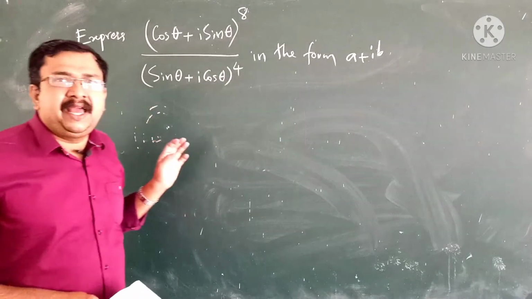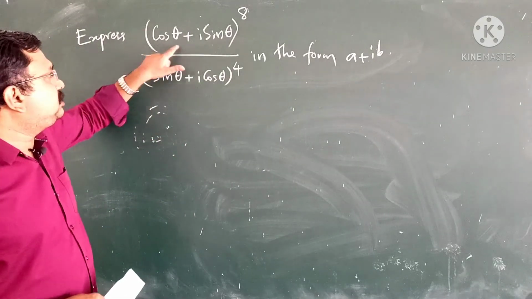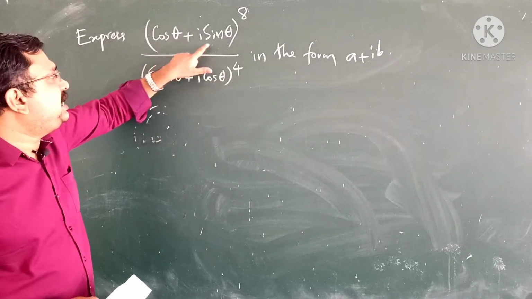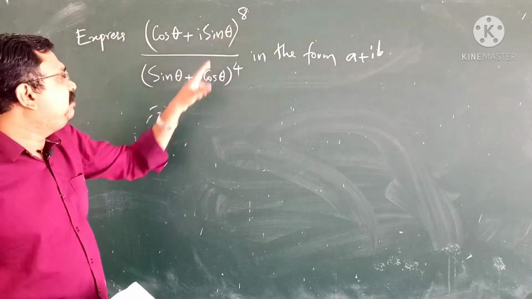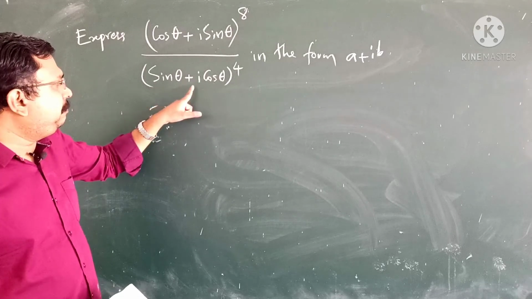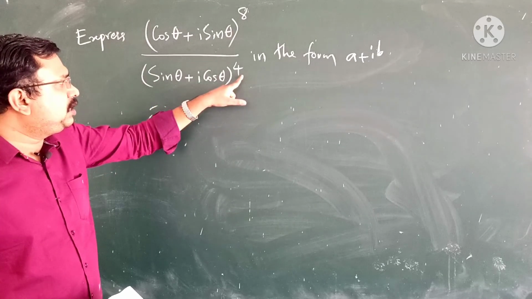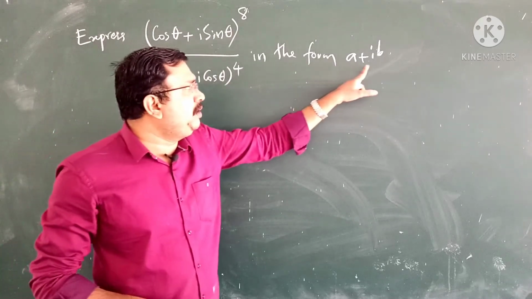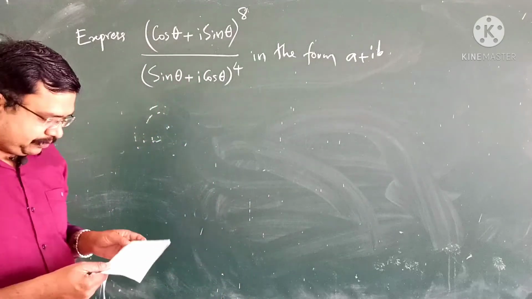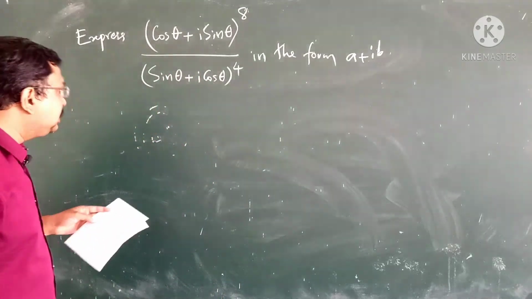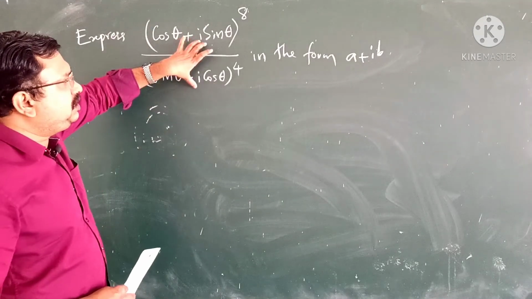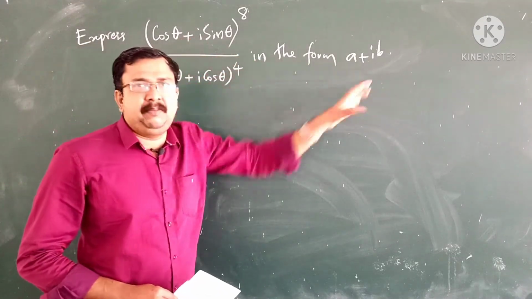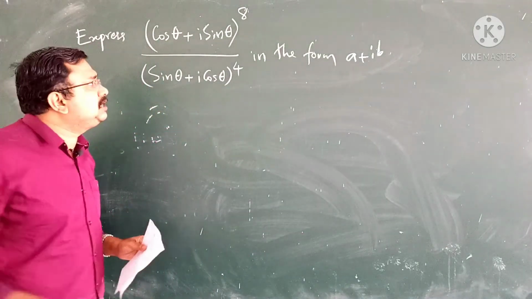Next question is: express (cos theta plus i sin theta) the whole raised to 8 divided by (sin theta plus i cos theta) the whole raised to 4 in the form a plus ib. Okay, listen. First, we want to convert this expression into a plus ib form. First step is, listen.